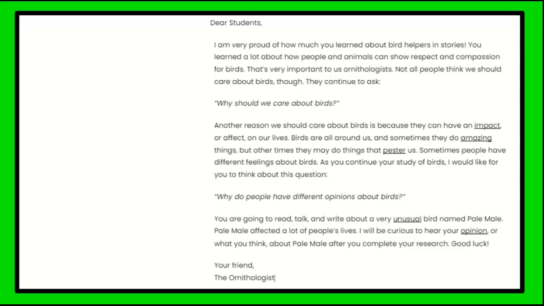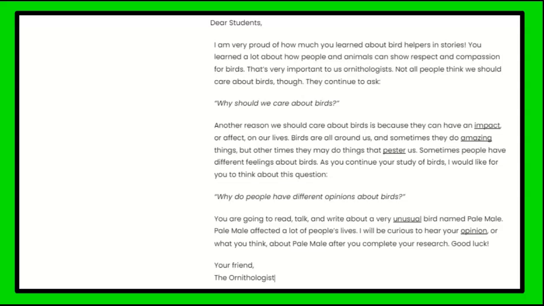Another reason we should care about birds is because they can have an impact or effect on our lives. Birds are all around us, and sometimes they do amazing things. But other times, they may do things that pester us. Sometimes people have different feelings about birds. As you continue to study birds, I would like for you to think about one question. Why do people have different opinions about birds?